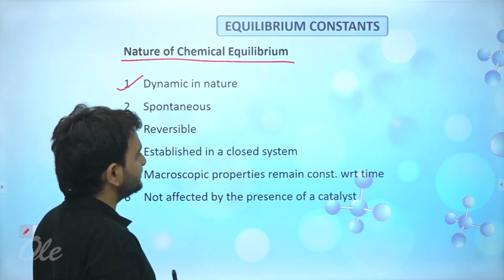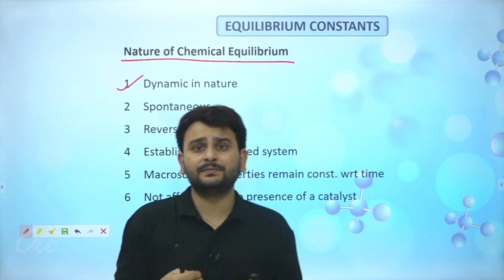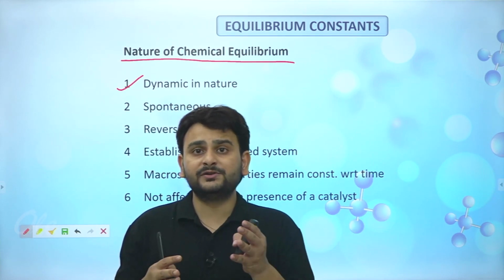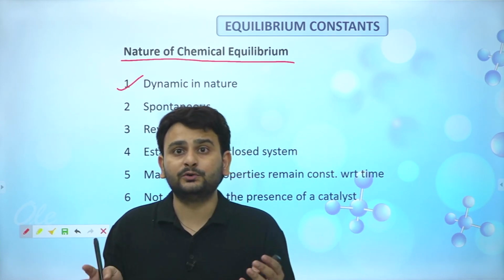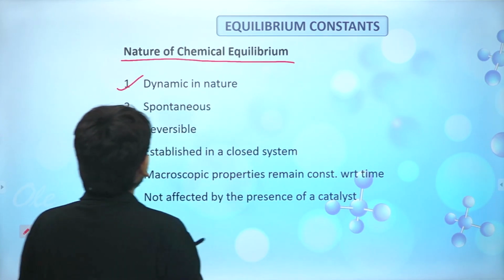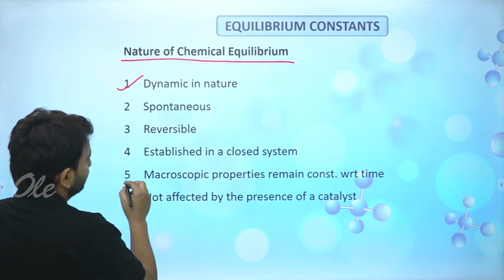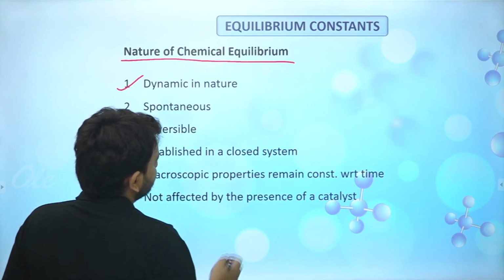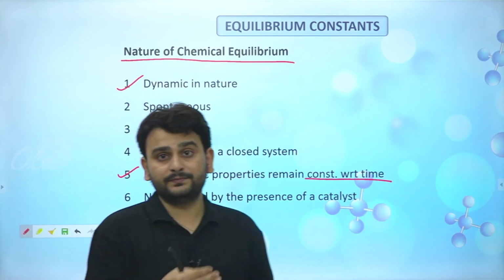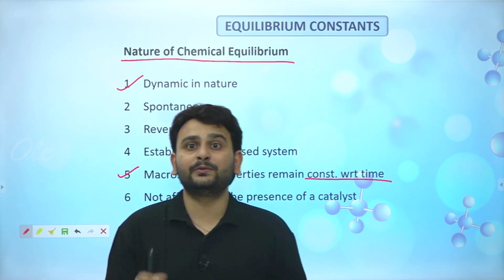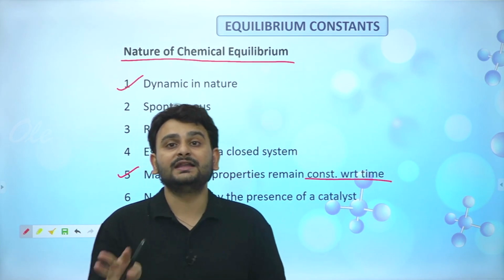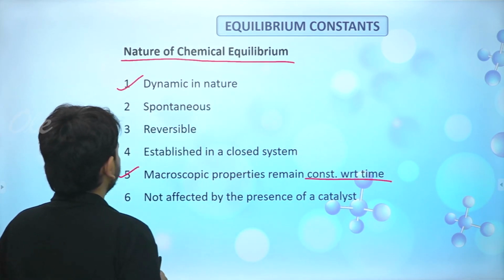So it's dynamic in nature. It's moving forward and backward at the same time. It's not stopping, it's not static. Both are happening at the same time, at the same rate. That's why there is equilibrium. That relates to property number 5 also, that on the macroscopic level, the properties remain constant with respect to time. If you study from this moment to this moment, or from this moment to this moment, for all the time intervals, you'll not see any change in properties on a macroscopic level.